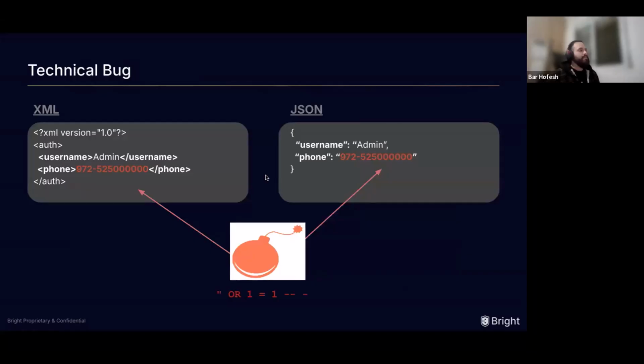This is an example. So we have an API call, be it XML or JSON, to reset the user password by sending them an SMS.